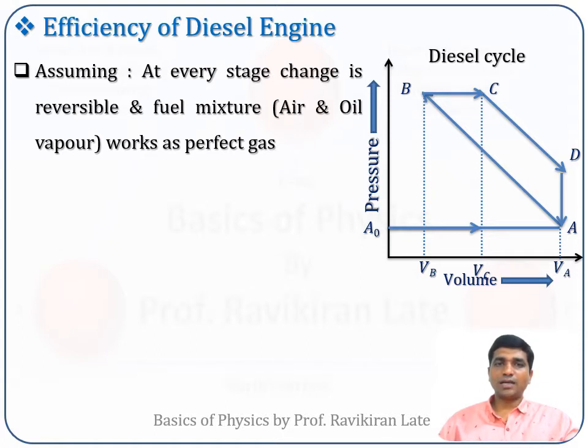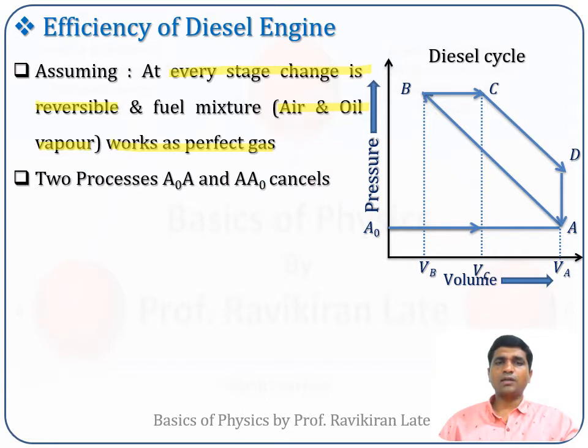What we are assuming is that during every stage of this change or cycle, this change is reversible, and the fuel, which is oil in this case, and the working substance, which is air in the case of a diesel engine, this mixture of air and oil vapors acts as a perfect gas during all the operations. Okay, so these two are the major assumptions which we are using while deriving the expression for the efficiency of a diesel engine.